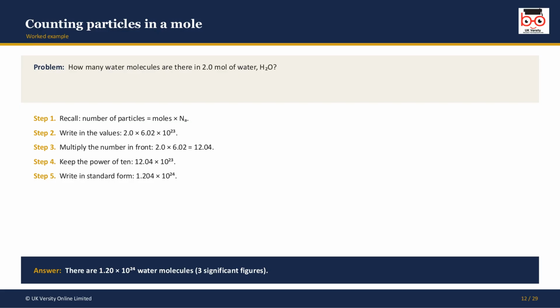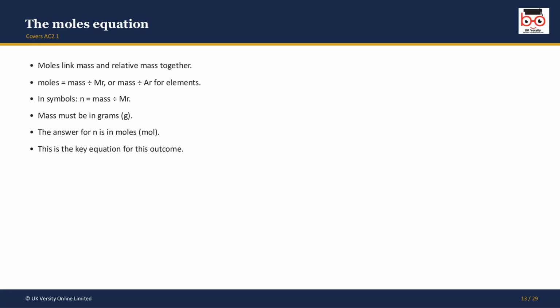Now the central equation of this whole outcome. Moles link mass and relative mass together. Moles equals mass divided by MR, or divided by AR if you're dealing with an element. In symbols, n equals mass over MR. 2 things to watch. The mass must be in grams, and the answer, n, comes out in moles. Get comfortable with this one, because almost everything else builds on it.